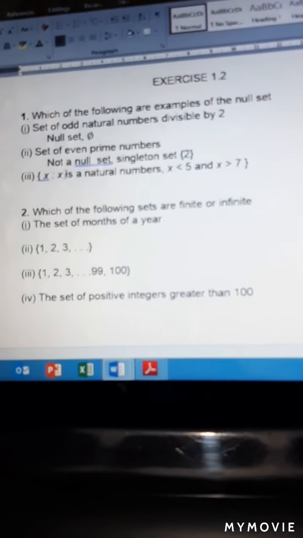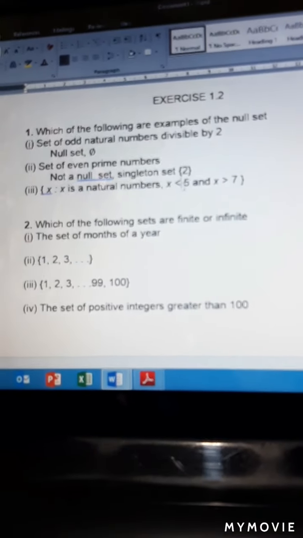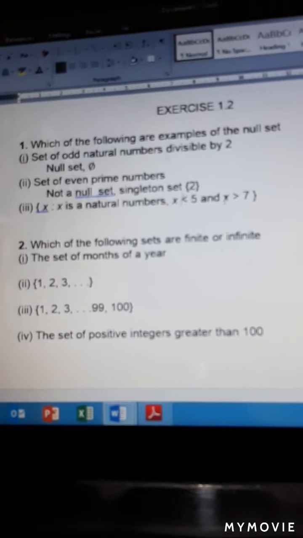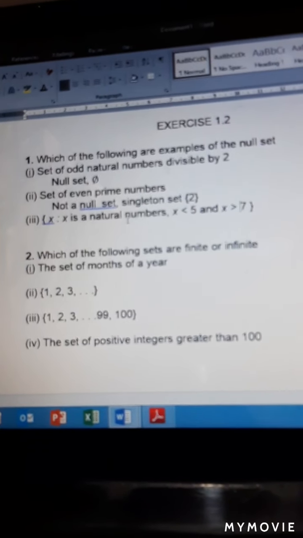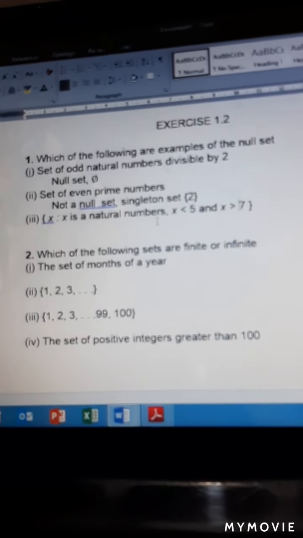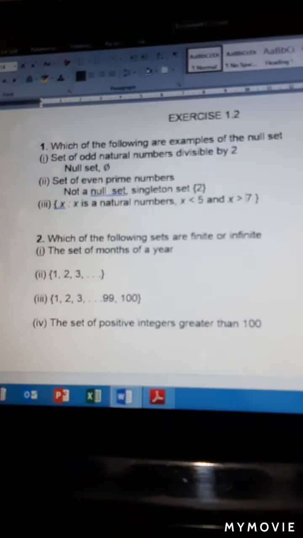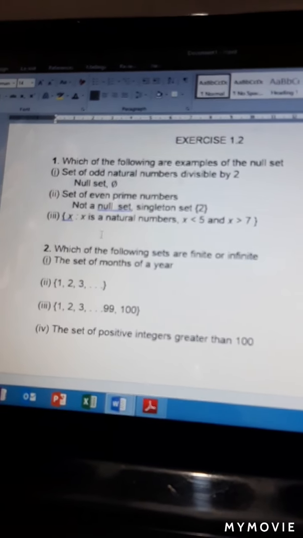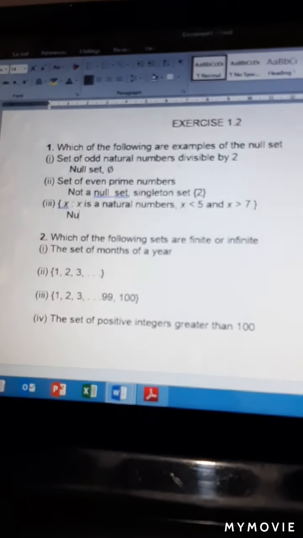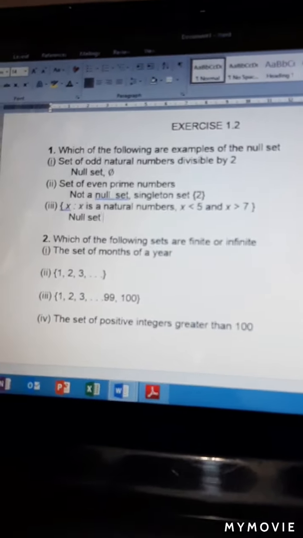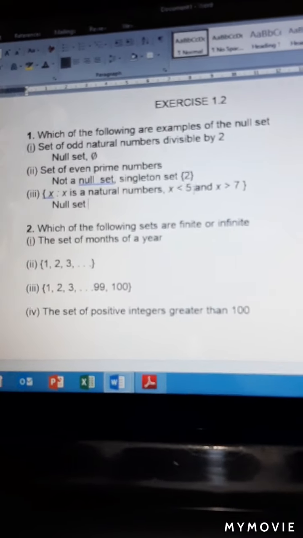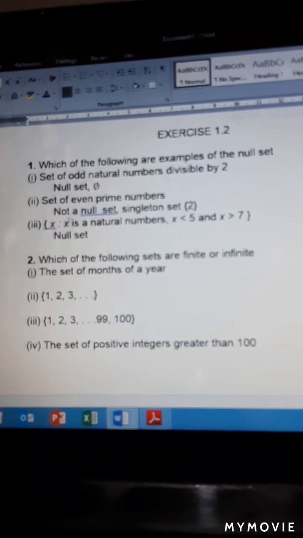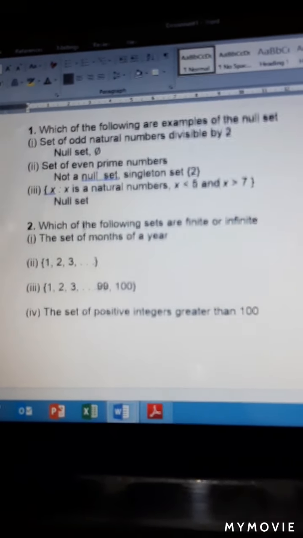Third question, x, where x is a natural number, less than 5, and x should be more than 7. Now less than 5 means 4, 3 and so on, and more than 7 means 8 and so on. So this is again a null set, because we don't have any natural number that satisfies this condition. So no x will be a member of this set, so null set.